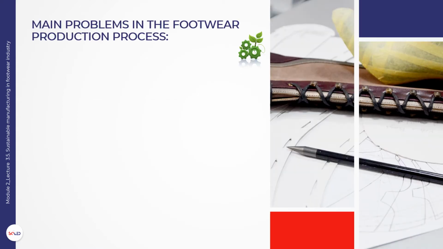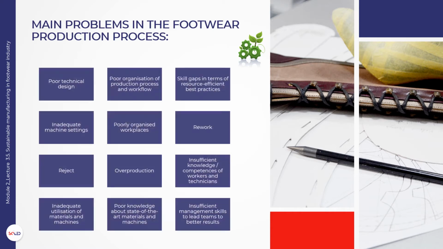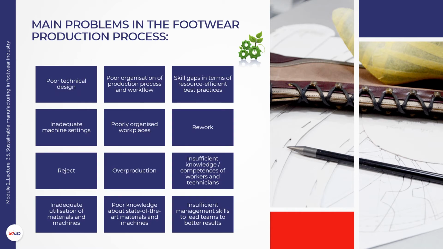Main problems in the footwear production process. The administration of a company must understand the production needs, the importance of planning, organizing a constant and uniform production flow, and the machines and tools necessary to carry out each operation. The goal should be to deliver on time, without overproduction, and if possible, without rework or rejection.